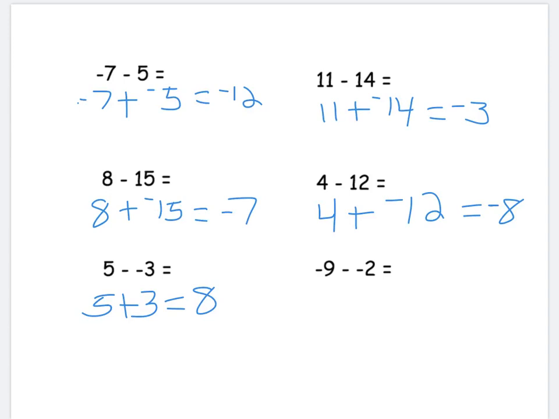Then if we're looking at the final example, I have negative 9 minus negative 2. I would keep the negative 9, the minus would change into plus, and the negative 2 would change into positive 2. Now our signs are different, so that means I have to subtract these numbers. So 9 minus 2 is 7, and then I have more negatives than I do positives, so my 7 should be negative.